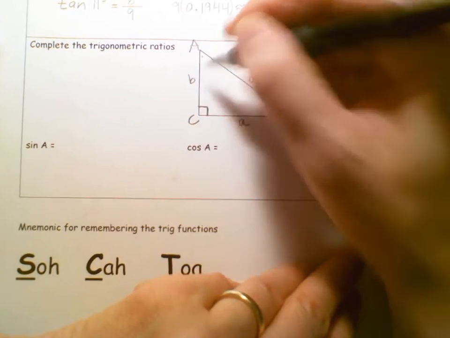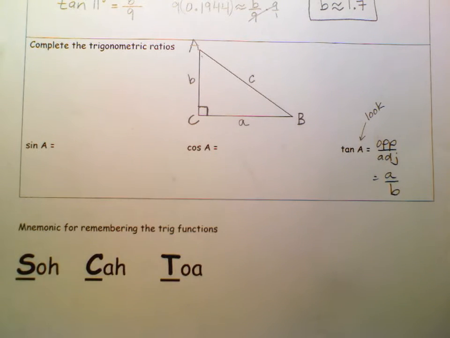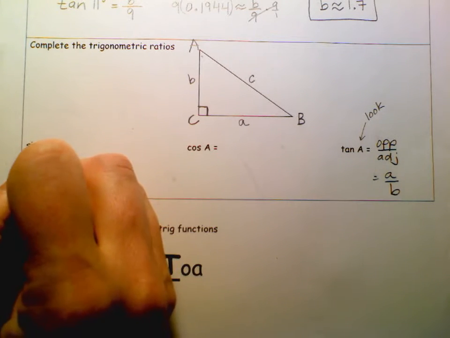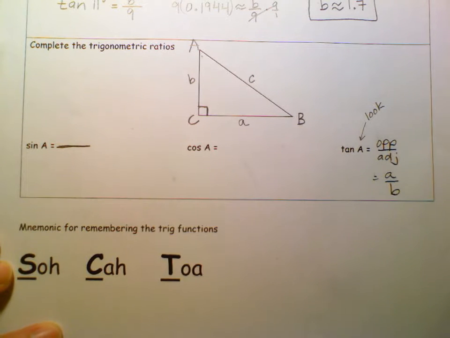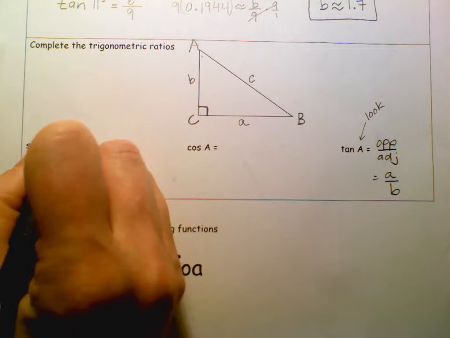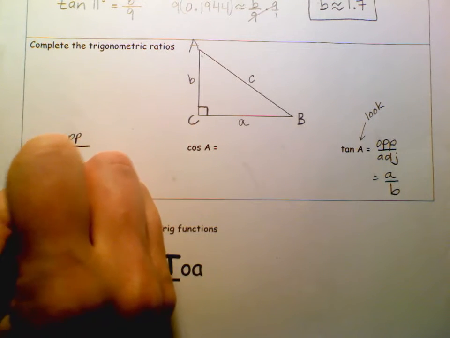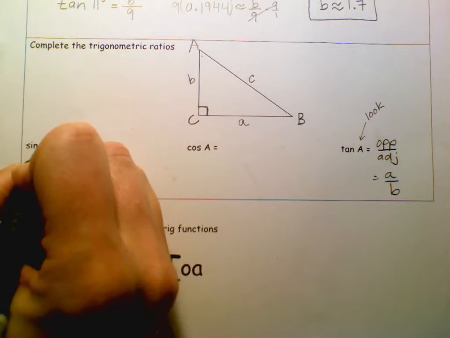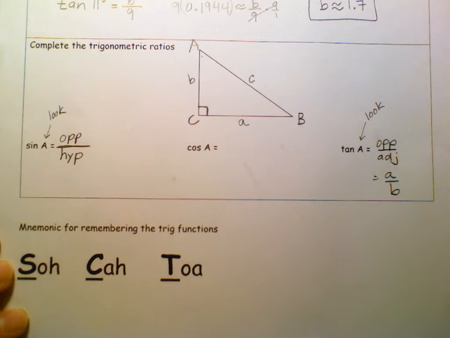Adjacent to A is little b. All right. So now we are going to do the sine ratio. The sine is a ratio of the opposite side to A over the hypotenuse. Okay. So again, that is if you're looking at A, that's where you look.